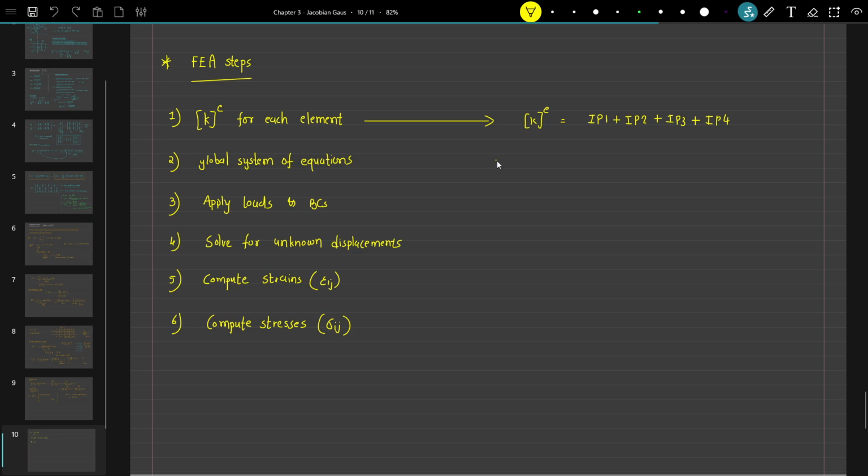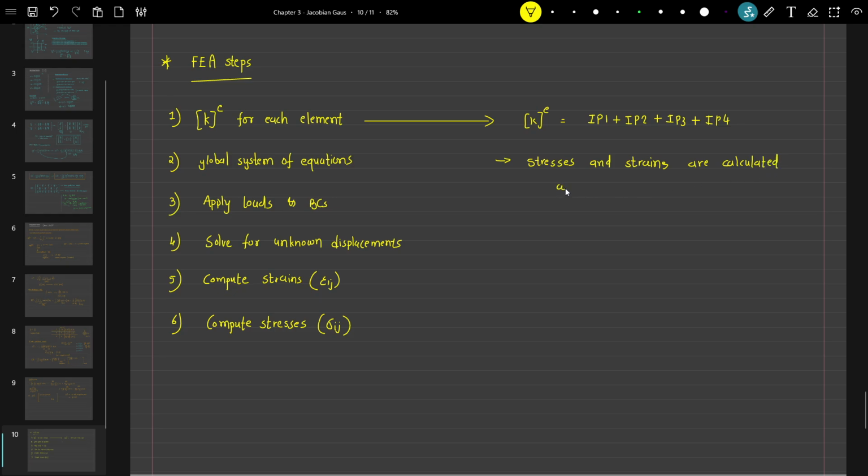Okay, so we can say that stresses and strains are calculated at integration points. And you would have seen, if you have done any workshop or any project in FEA software, you would have seen the stresses and strains are basically integration point quantities, unlike the displacements. Okay, displacements are nodal quantities.